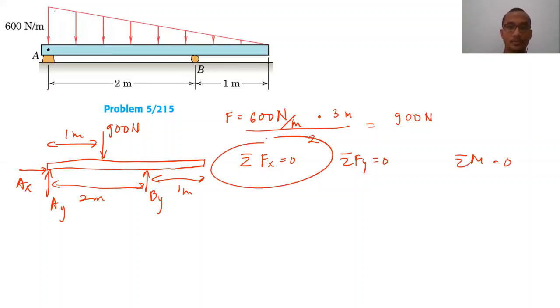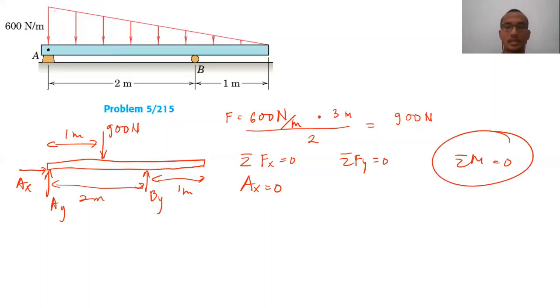Okay, first we will use sigma Fx equal to 0. But we will get here because Ax is the only horizontal force, so Ax is equal to 0. Then in order to simplify the equation, I will start with sigma moment. I will do the sigma moment at A next.